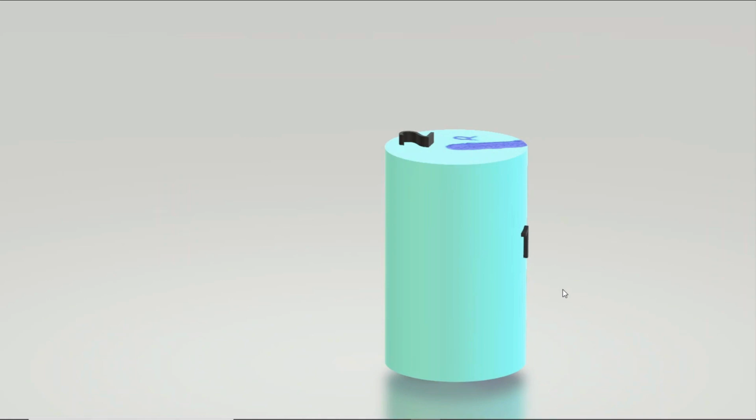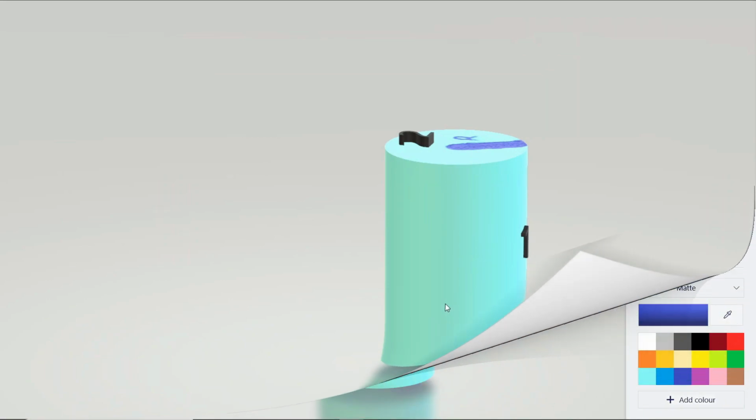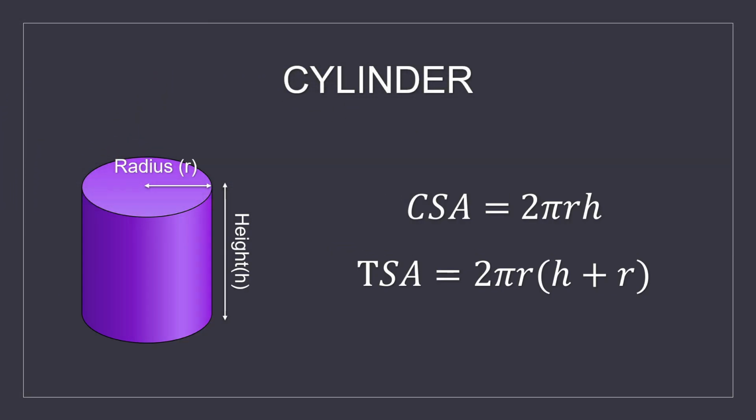Okay, so the curved surface area of a cylinder is 2 pi r h, right? 2 into pi into r into h, where pi is 22/7 or 3.14. r is the radius of the cylinder and h is the height of the cylinder.